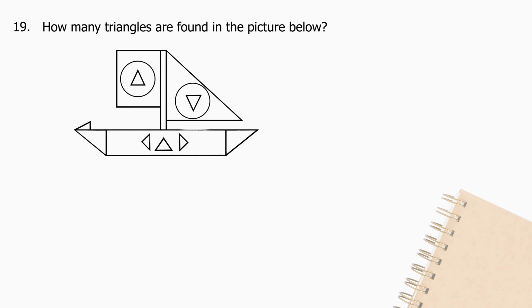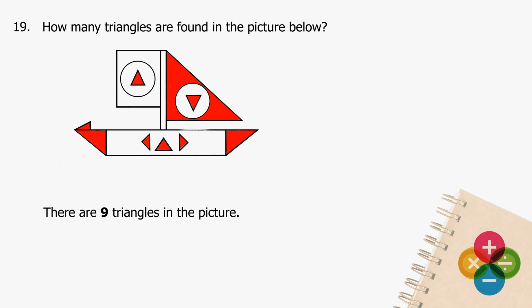Question 19. How many triangles are found in the picture below? There are 9 triangles in the picture.